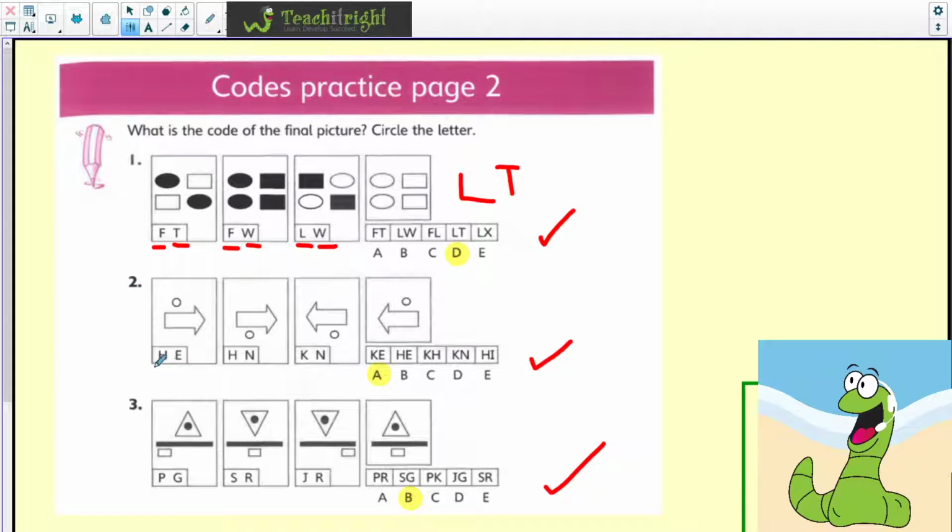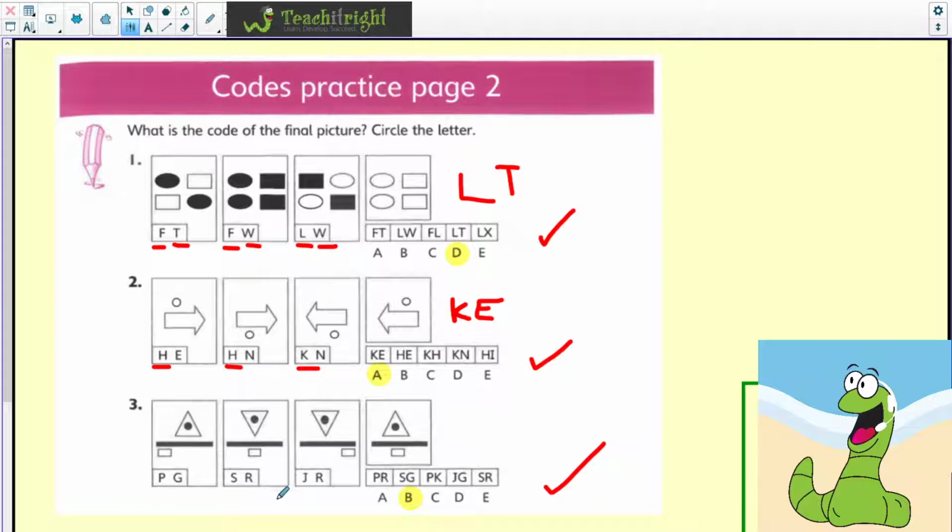Question 2, if we look at the 2 H's, why are they similar? Well, of course, the arrows and the direction they're pointing. We need our arrow pointing that way, so we know that the first letter we're going to require is a K. And then it's all about the position of the little white circle. The white circle needs to be above the arrow, so we're going to need an E, so it's KE.